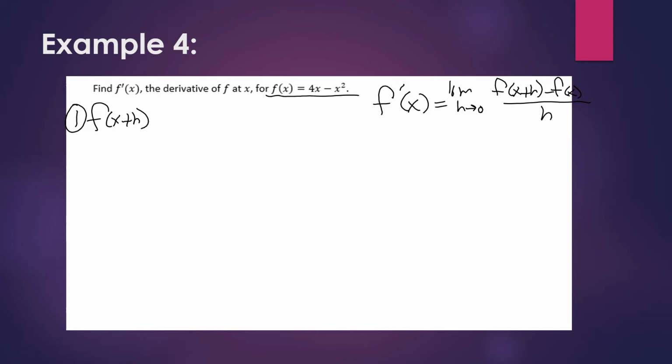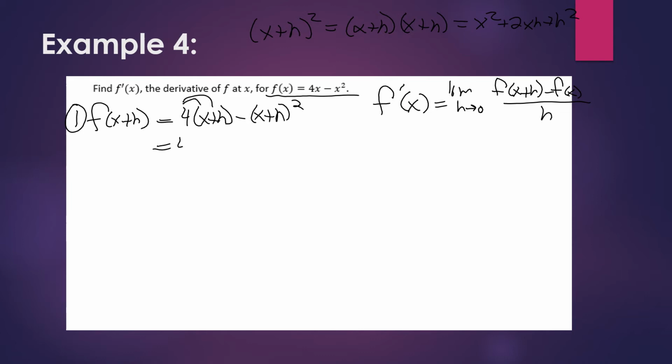So in my function, wherever I see an x, I'm going to replace it with x plus h. So this is going to be 4 times x plus h minus x plus h squared. Now x plus h squared is really x plus h times x plus h, which comes out to be x squared plus 2xh plus h squared. And then here for the 4, I can just distribute it. So that's going to give me 4x plus 4h minus x squared plus 2xh plus h squared.